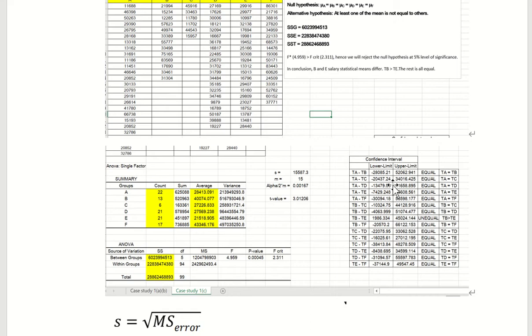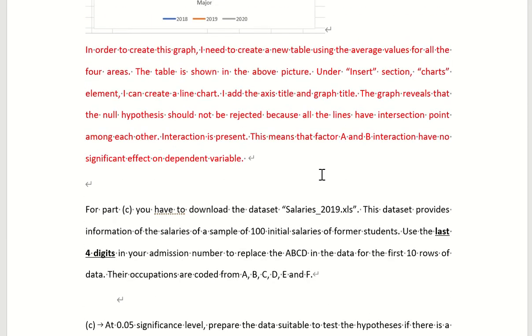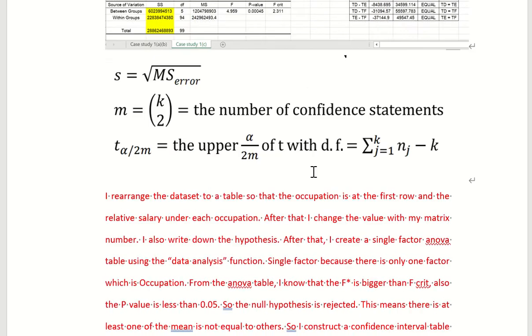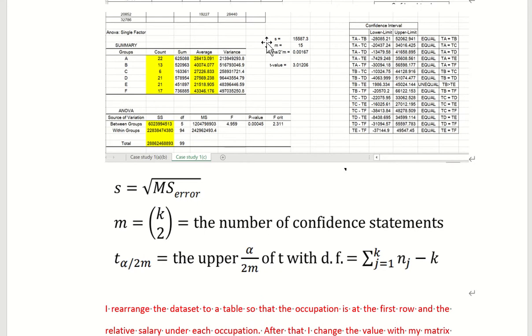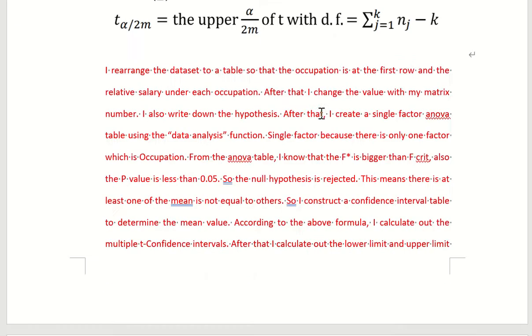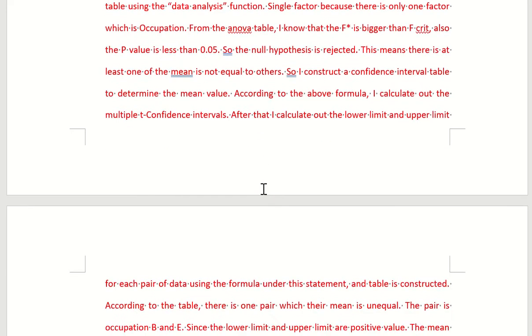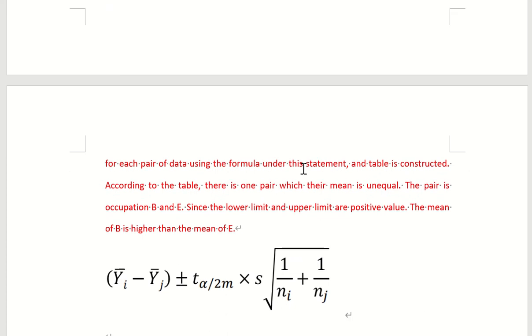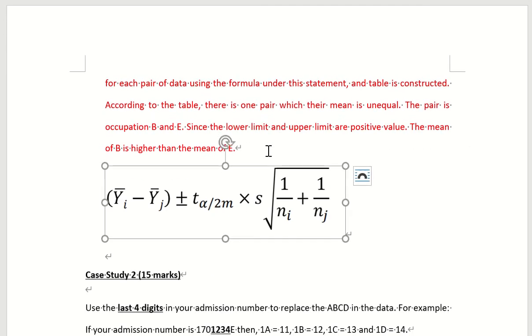In order to create this table, I need to know all the relative values. All the values can be calculated through this formula, which is shown here. So this is the result, and this is the T confidence interval. With this, I can calculate the lower limit and upper limit of each pair. So this is the formula to calculate the lower limit and upper limit.